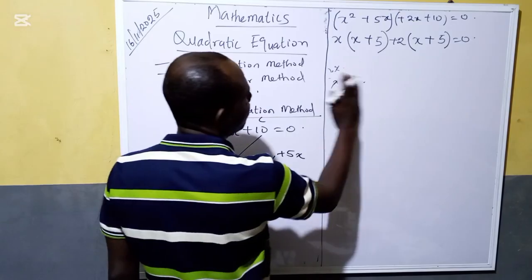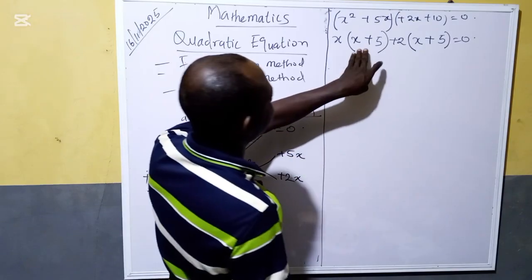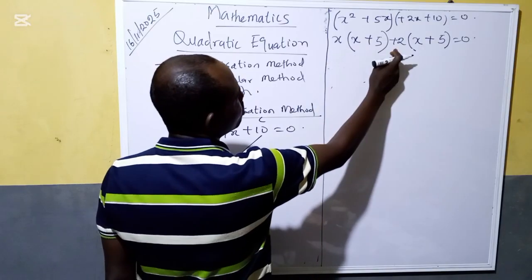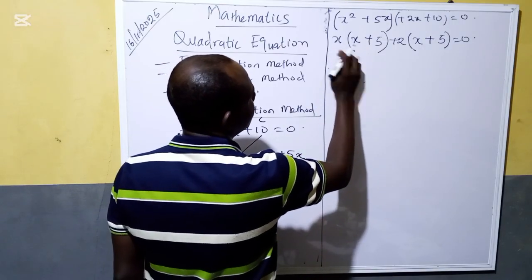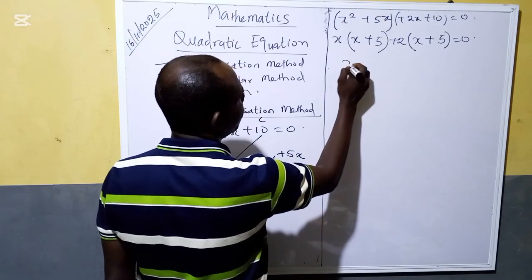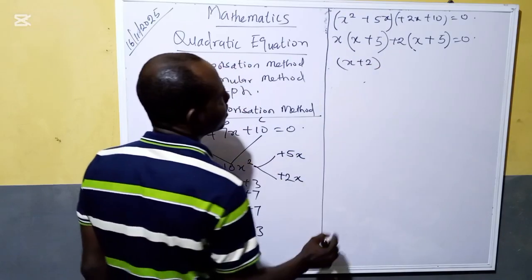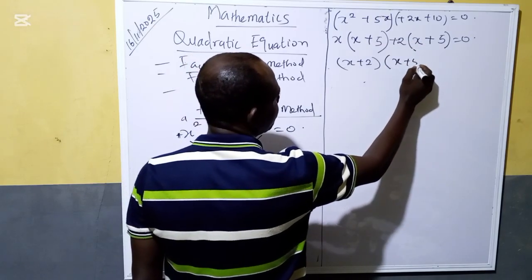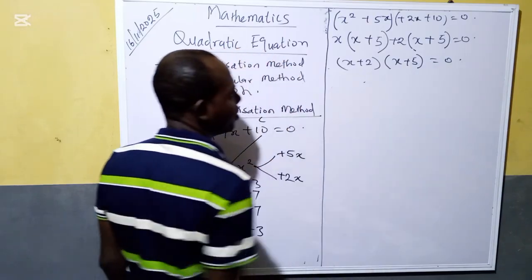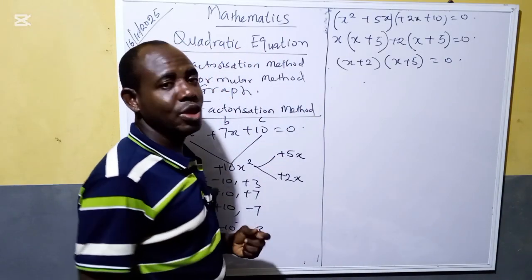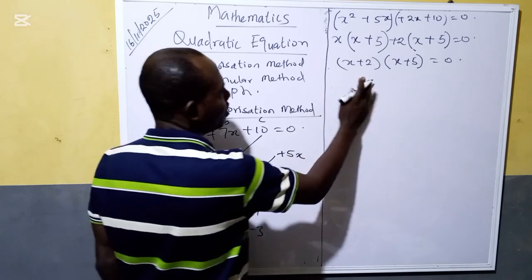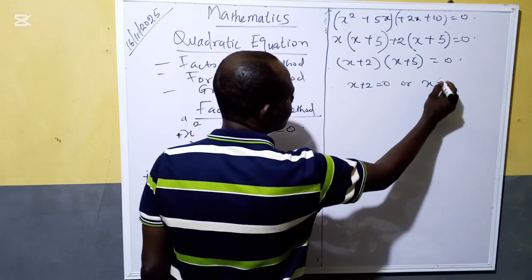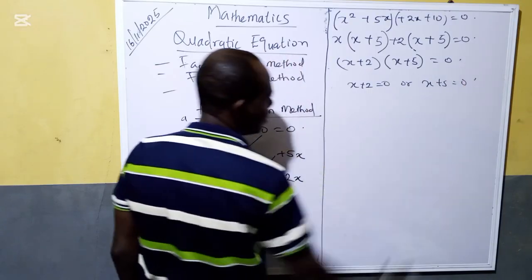And now, from here, you are having x plus 5 the same. Then x plus 2. So you now write this as these two, x and plus 2. So you have x plus 2 in one bracket. Then take one of these, since they are the same, in bracket, x plus 5 equals 0. Good. At this stage, you equate each of them to 0, which means x plus 2 equals 0 or x plus 5 equals 0.